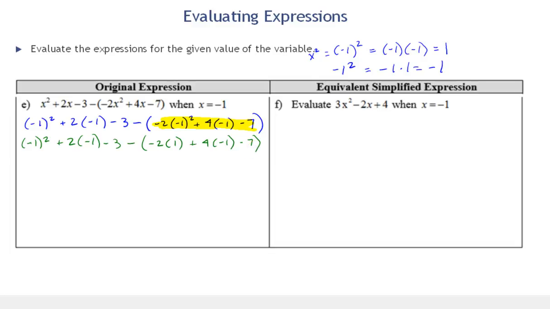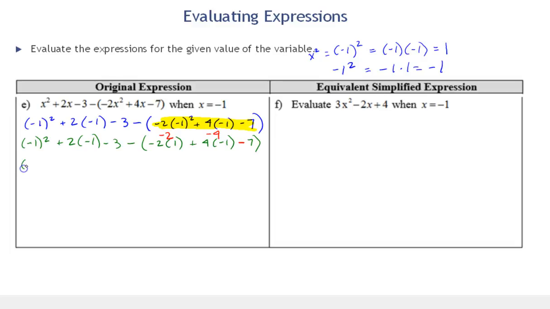Okay. And again, at this point, since you're in algebra, let's save ourselves a little time. Here we have multiplication and multiplication. Let's write our results above it and then do our subtraction. So negative 2 times 1 is negative 2. 4 times negative 1 is negative 4. And that's minus 7.